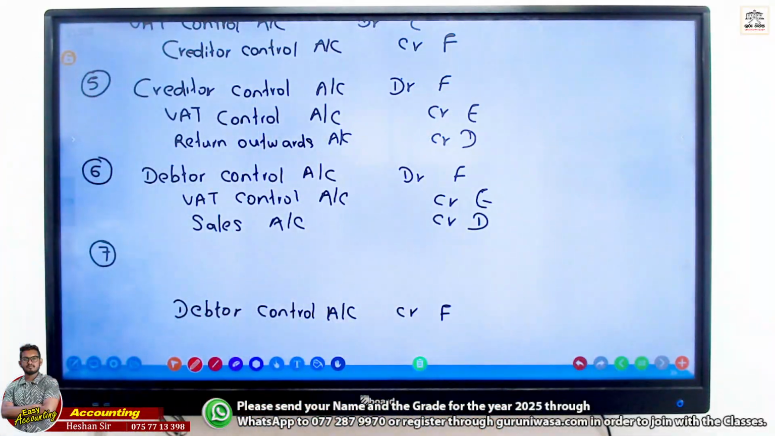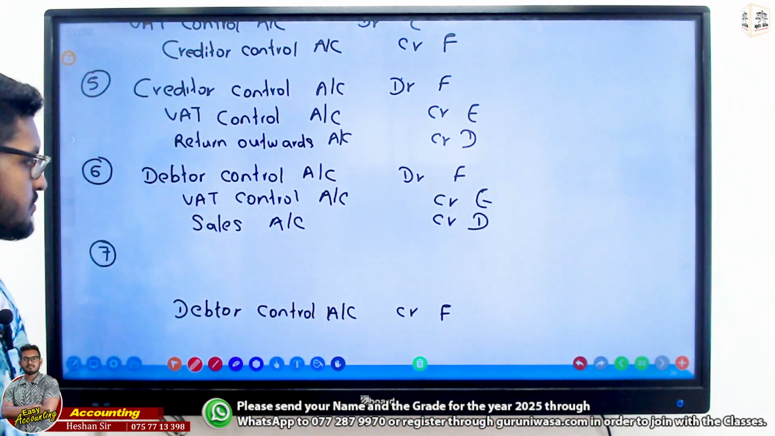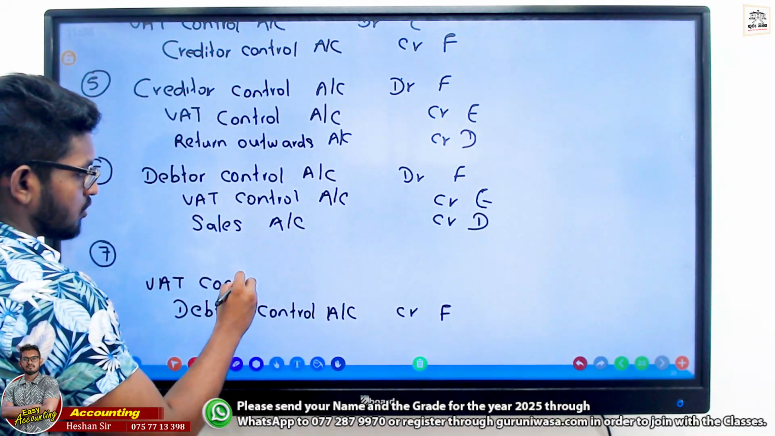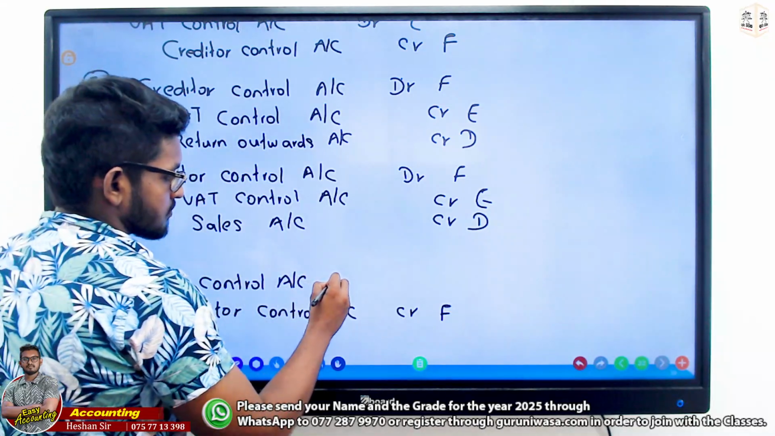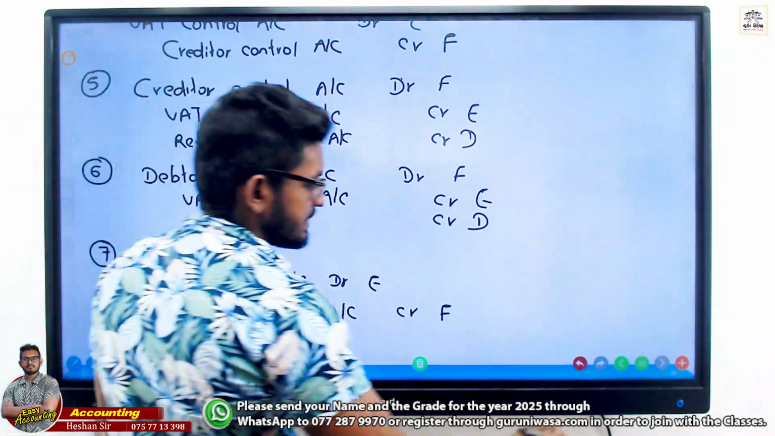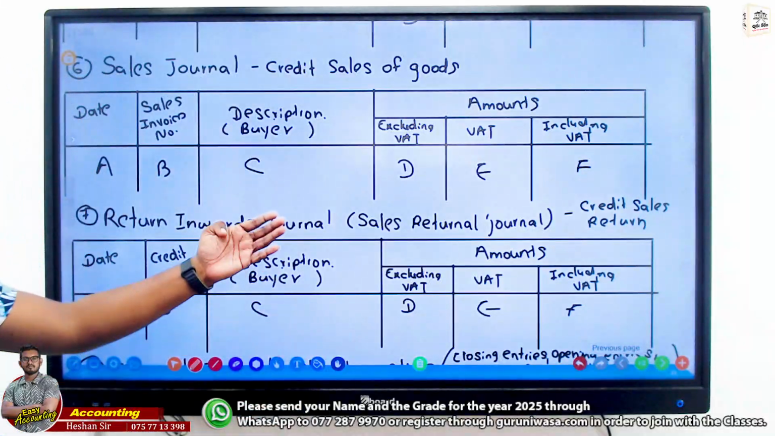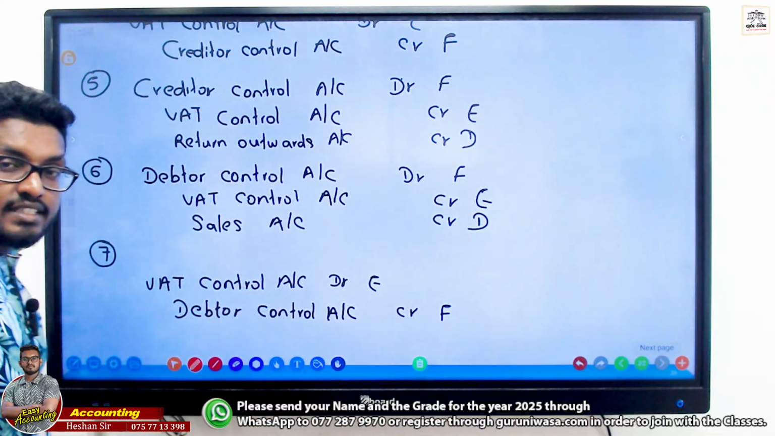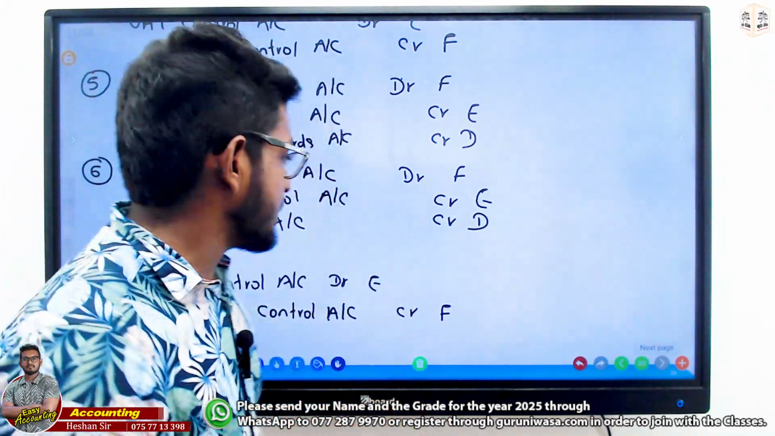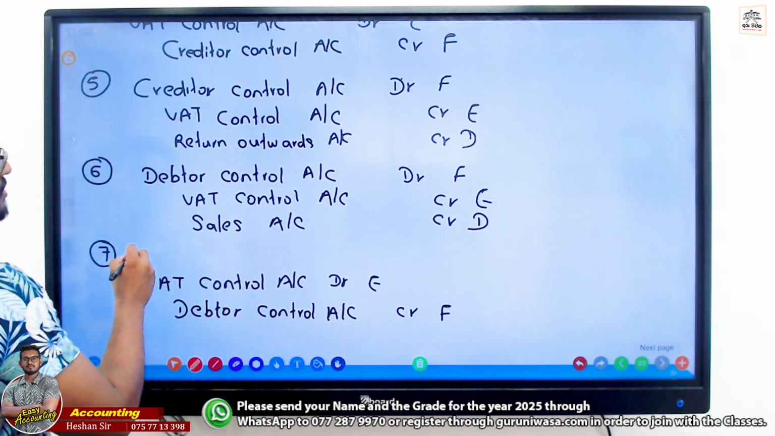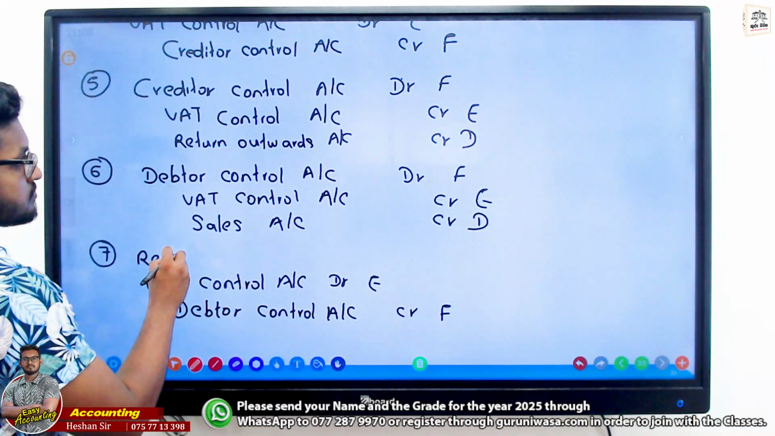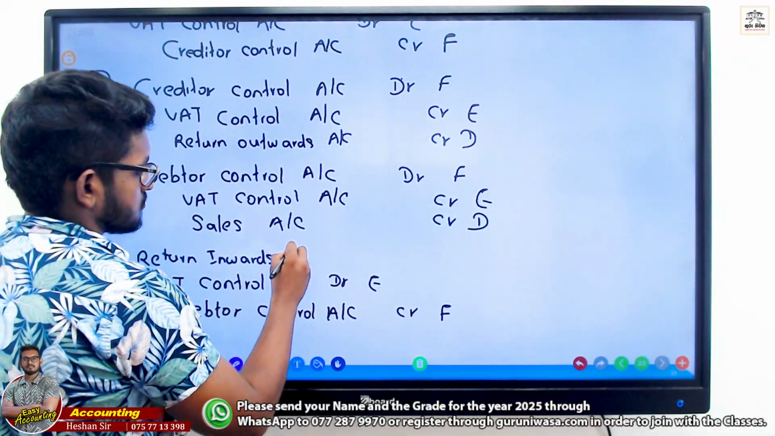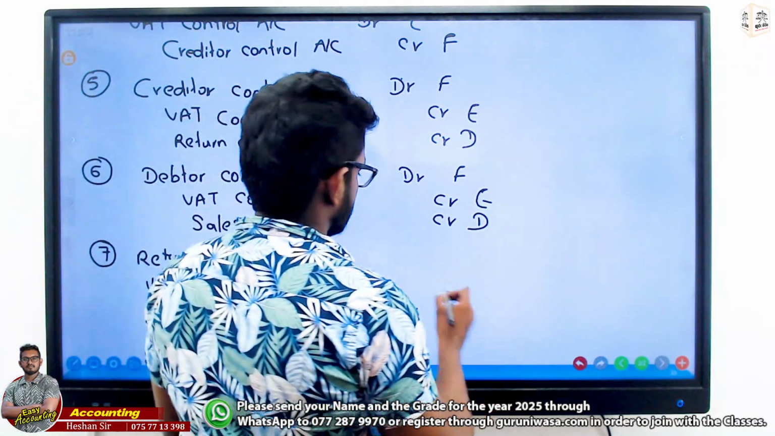When we sell goods, our VAT liability increases. When it is returned, you need to remove that increased VAT. So VAT control account debit from the VAT amount. When we sell goods, sales income increases, sales account credit. When it is returned, income decreases, so we write it as the returns inwards account, F.